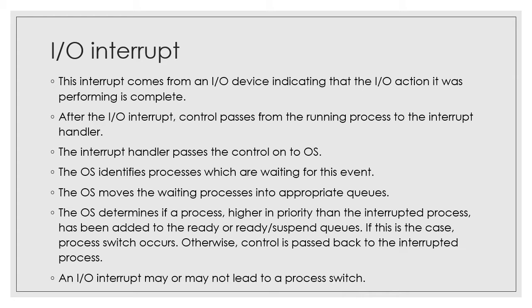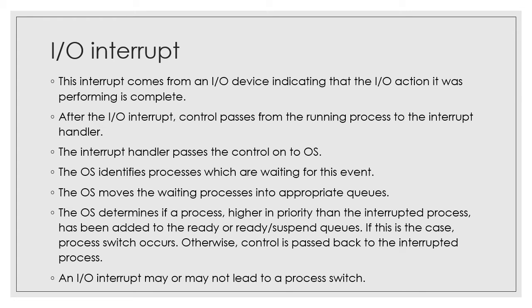The I/O interrupt comes from an I/O device indicating that the I/O action it was performing is complete. After the I/O interrupt, control passes from the running process to the interrupt handler. The interrupt handler passes control on to the operating system. The operating system identifies processes which are waiting for this event. These processes will be found either in the blocked or the blocked suspend queue.